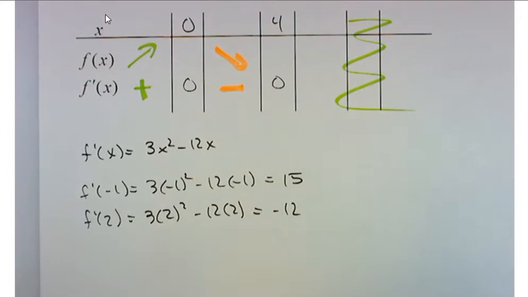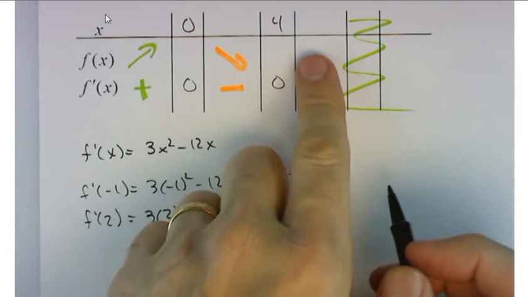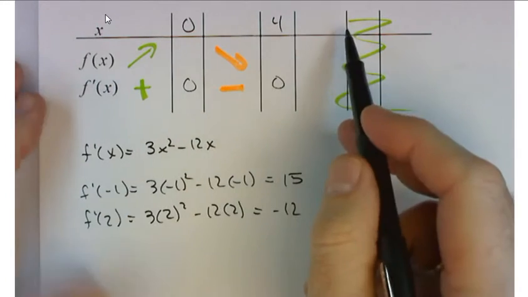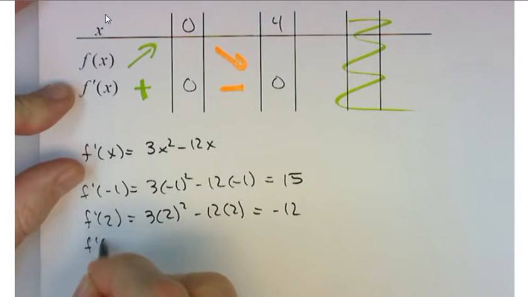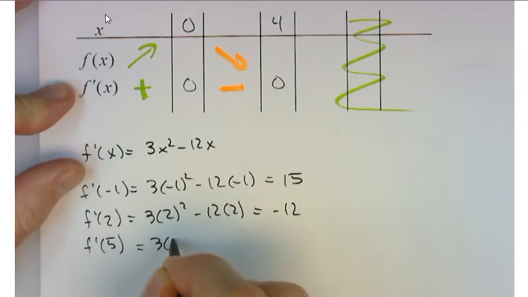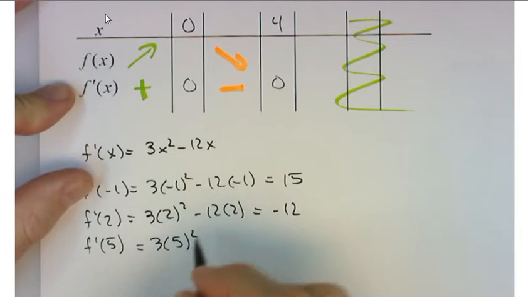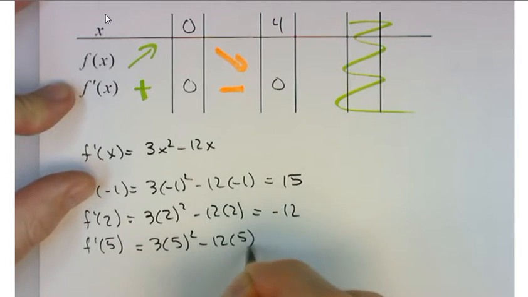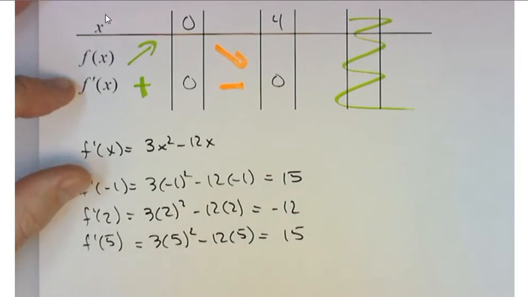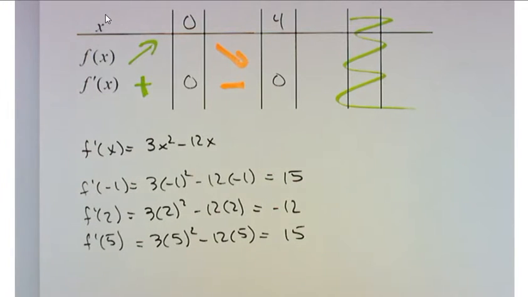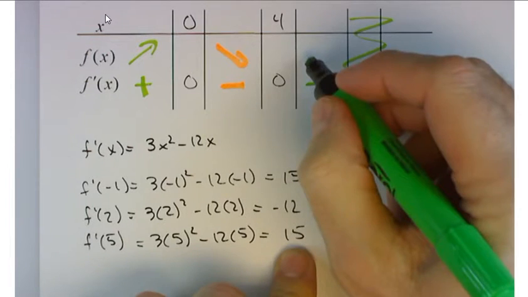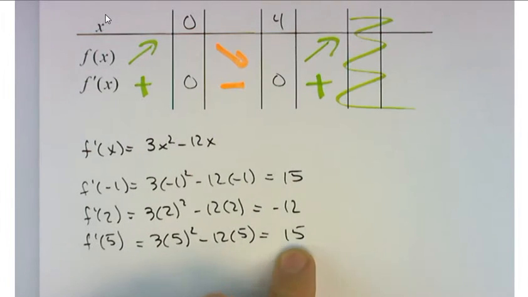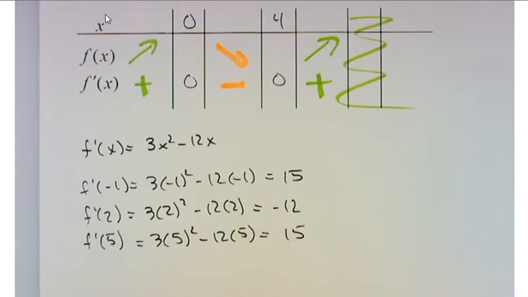Let's keep going. One last point to test. I need something to the right of 4. I'm going to test that in the derivative. So say 5. 3 times 5 squared. 5 squared is 25. Times 3 is 75. 12 times 5 is 60. So, okay. The important thing to see is not that you get 15 exactly, it's that you get something positive. And again, that reflects that you have a function that's increasing there.